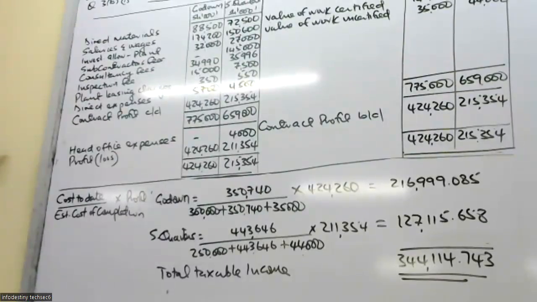Then, of course, for Roman 2, tax payable will be corporation tax multiplied by 30%. So for corporation tax, you just multiply by 30%. So you can multiply that by 30% and you get corporation tax.